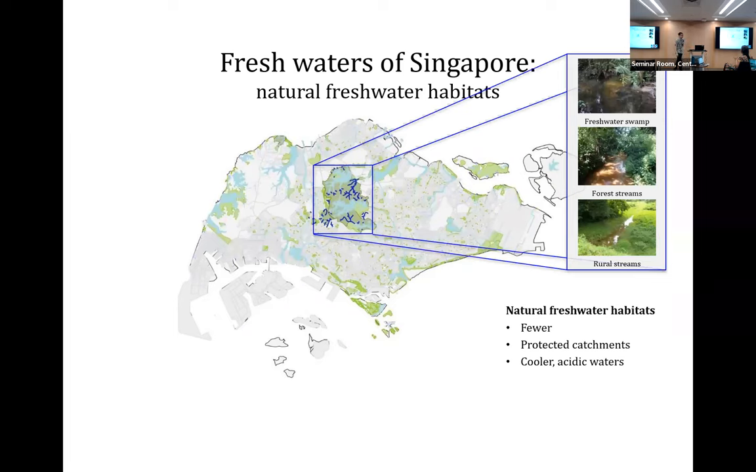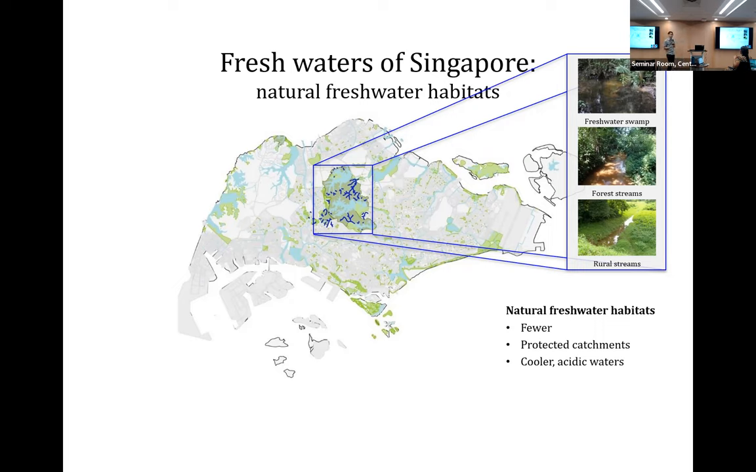Do we have natural freshwater habitats? Yes, we do. We still have some natural freshwater habitats, mainly in the central part of Singapore, in the Central Catchment Nature Reserve, and dotted in a few other places here and there, but most of them are in the center. They include freshwater swamp, forest streams, and again some rural streams, because these rural streams are basically the interface, the transition zone between the natural and the urban habitats. Some of these forest streams will be nice and forested, and then they flow a little further out and become a drain.